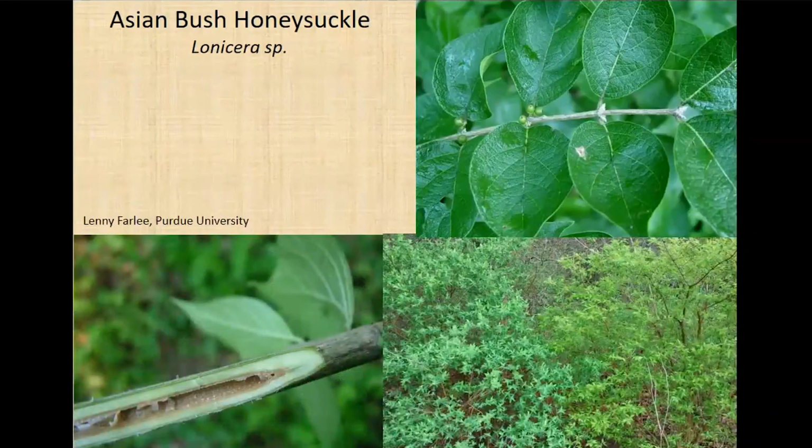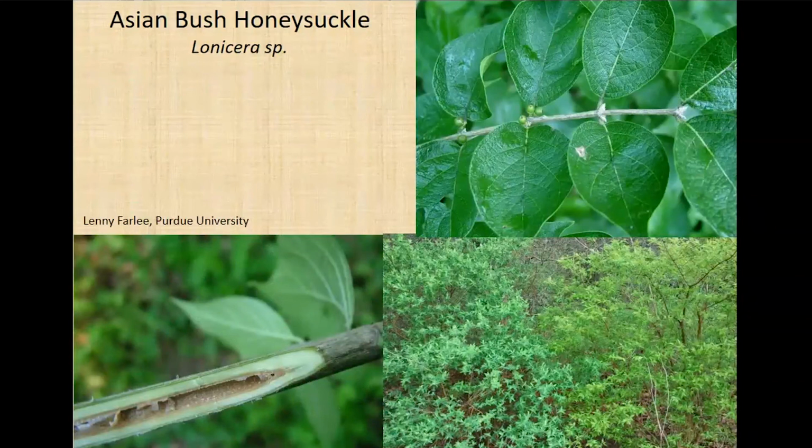Asian bush honeysuckle, particularly common here in the Lafayette area and problematic across the state depending on the habitats. This is a shade-tolerant shrub that will invade forest understories and gradually build up to the place where it's almost the exclusive plant in those locations, crowding out and shading out almost everything else underneath it.